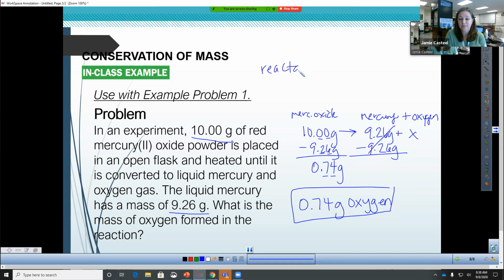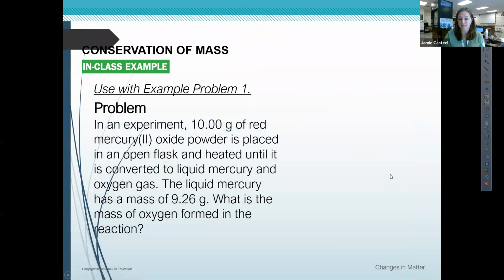Reactant plus reactant, and this is simplifying it, is equal to products. Okay, so this side will equal this side, no matter how many things are on either side. If you have any questions, write those down and you'll give them to me at the end of this.